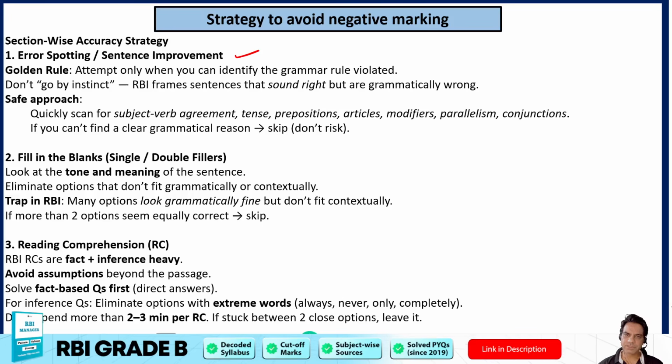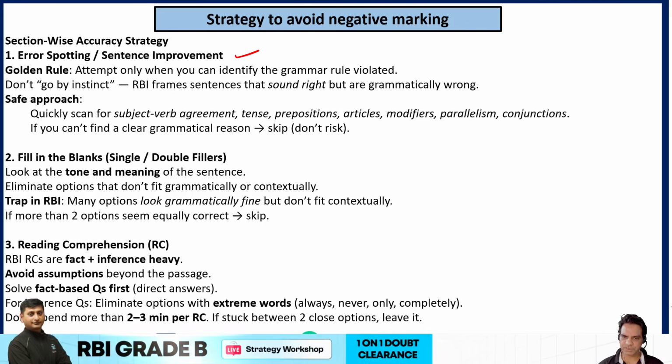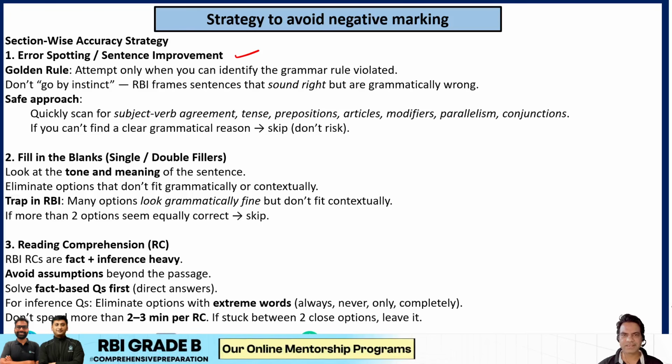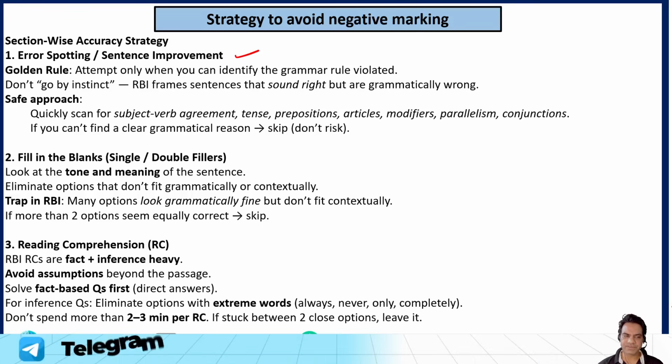Now the safe approach is quickly scan for subject verb agreement. As I told you, tense, preposition, articles, modifiers, parallelism, conjunctions. And if you can't find a clear grammatical reason, skip it. Don't take that chance, because negative marking is going to be counterproductive for you.